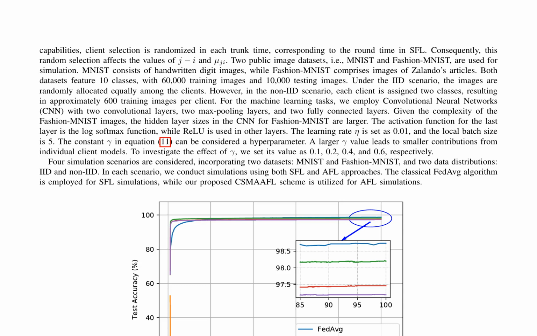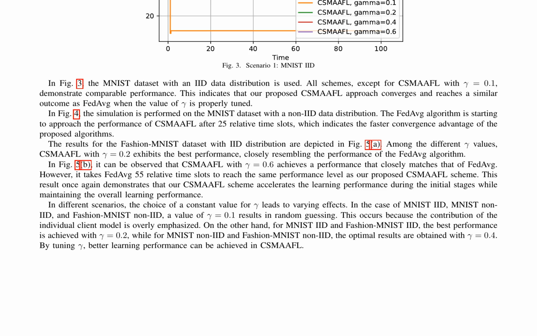The research introduces a client scheduling and model aggregation scheme for asynchronous federated learning. It considers both computation capability and fairness of clients in scheduling, addressing individual client contribution and model staleness in model aggregation. The scheme accelerates the federated learning process during initial stages while achieving comparable performance to synchronous algorithms.